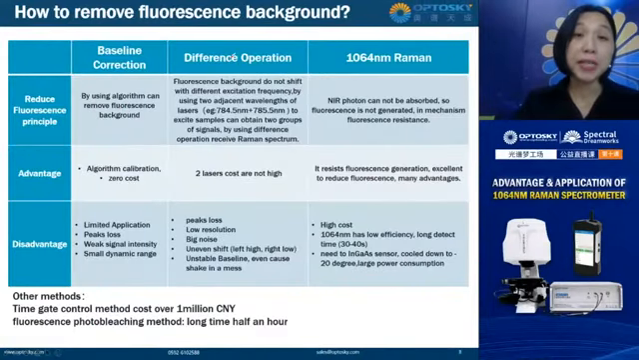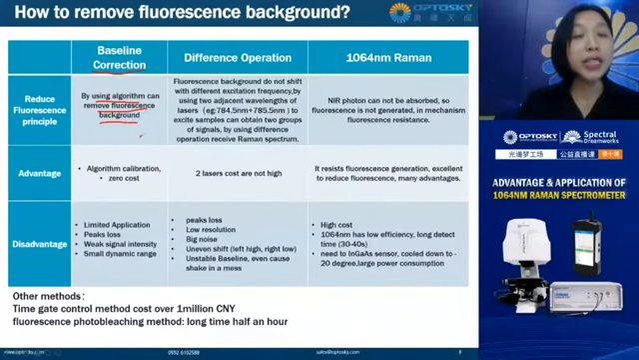Except for 1064 nanometers Raman spectrometers used to resist fluorescence background, you also have other ways to remove the fluorescence background. Here we focus on introducing three other types of methods. Firstly, we call it baseline correction. Baseline correction is the most commonly used in all models of Raman spectrometer because it only uses an algorithm to remove the fluorescence background.